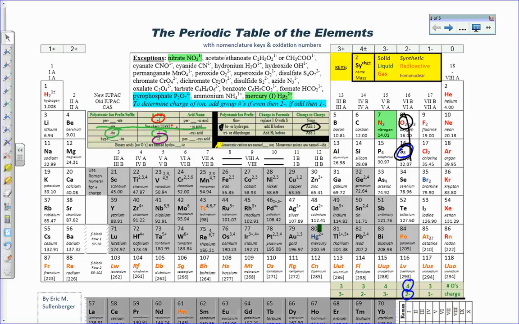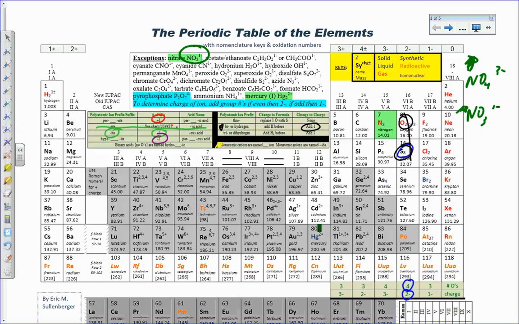I do want to talk about the exception, nitrate. Nitrate, according to this chart, should be NO4 with a 3 minus charge, but nitrate in reality, as you see up here, is NO3 with a 1 minus charge.